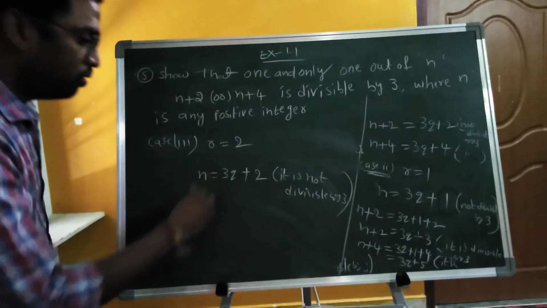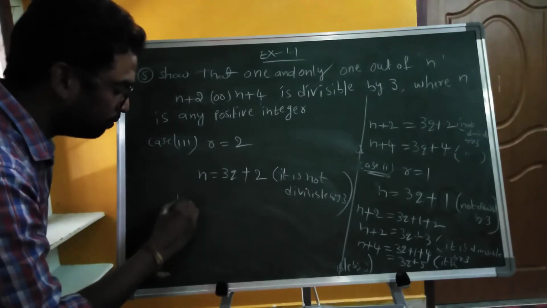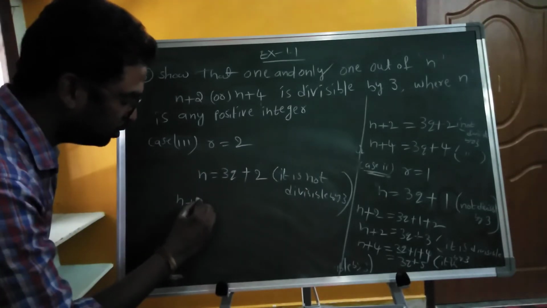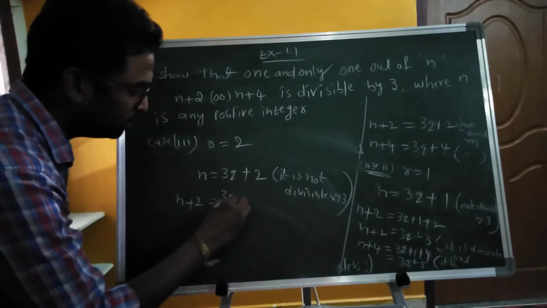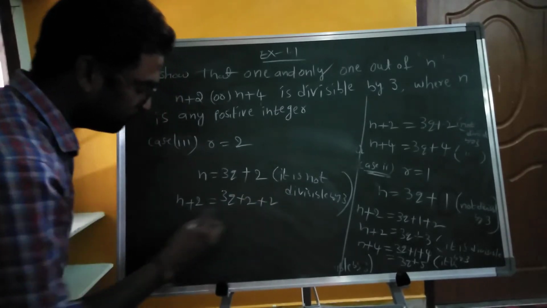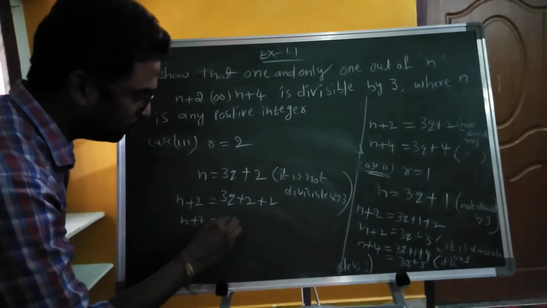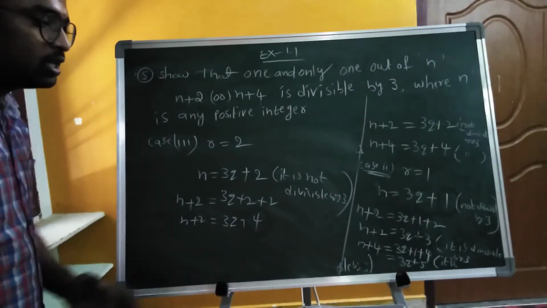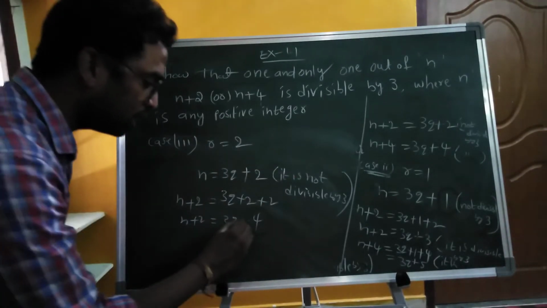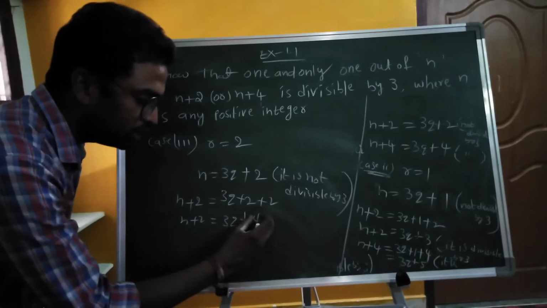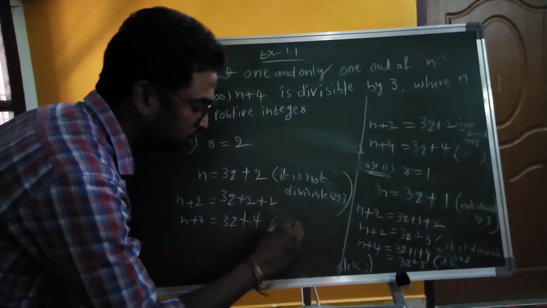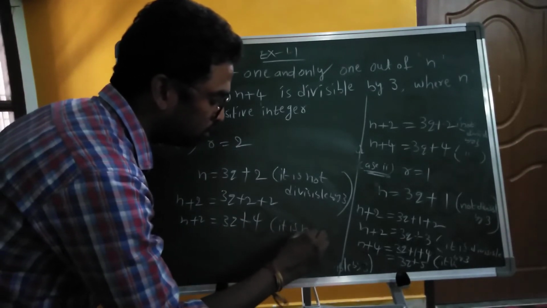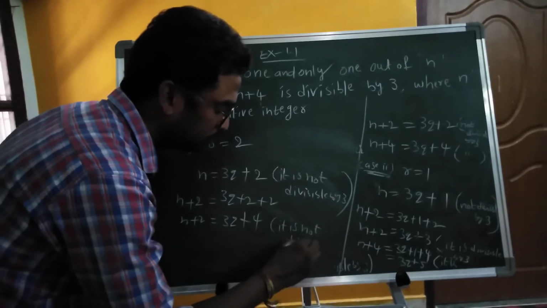So we are adding 2 on both sides to the above equation. So n plus 2 is equal to 3q plus 2 plus 2. That means n plus 2 is equal to 3q plus 4. Here the remainder is 4, so it is also not divisible by 3. Here the remainder is 4, that means r is equal to 4. That's why it is not divisible by 3.